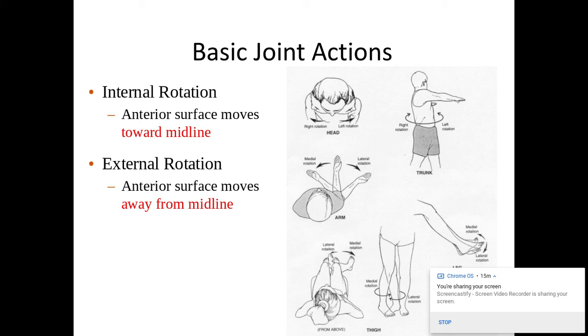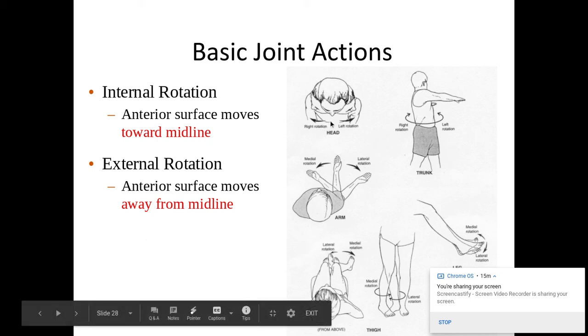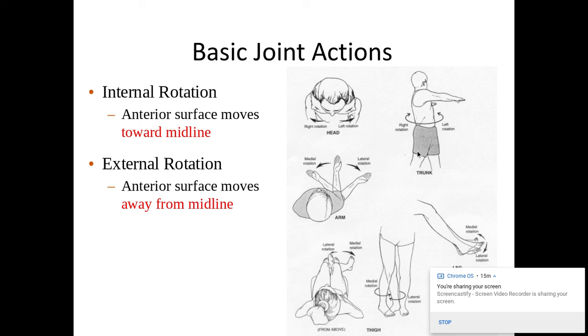You have your internal and external rotation. So internal rotation is moving it towards the midline. So you're bringing it towards you, but you're doing it in a rotational pattern. So this typically happens at your hips and your shoulders. It can also happen at your neck. So if you were to look right, you're doing a rotation. When you're looking left, you're doing a rotation.